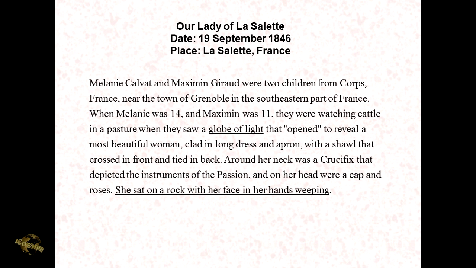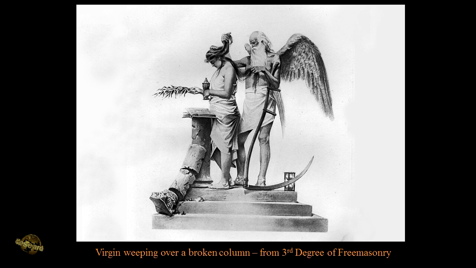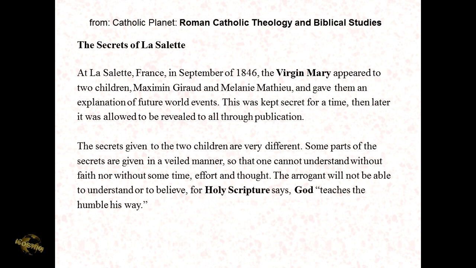Maybe so. So, notice here, around her neck was a crucifix that depicted the instruments of the Passion, and on her head were a cap and roses. She sat on a rock with her face in her hands, weeping. Now, when I read that, the first thing I thought of was the depictions in masonry of the weeping virgin, weeping over the broken column, which I've shown you before. Of course, from the Catholic Planet, which is a website you can go to, they interpret it as the Virgin Mary, which is pretty much what they always do.